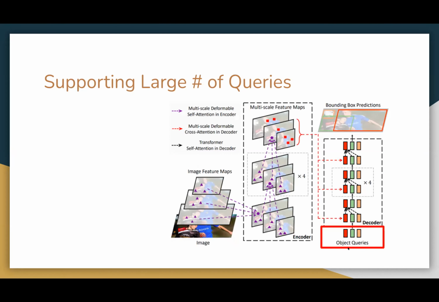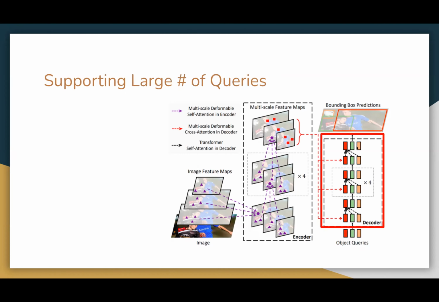The next modification we're making is the object queries. Typically there's only 100 object queries used. However, our images can have over 700 instances. So to account for that, we're expecting to use around 3,000 object queries, but clearly that's going to be a problem when it comes to self-attention in the decoder, as it's quadratic with the number of queries we have.